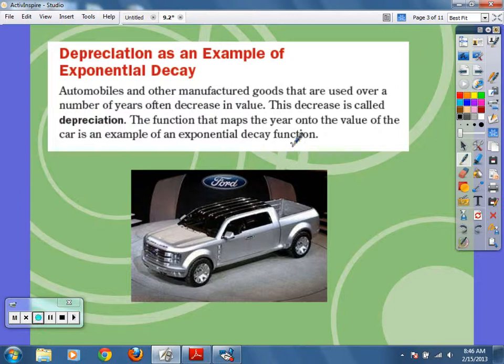The function that maps the year onto the value of the car is an example of an exponential decay function. So those values that they get out of that Kelley Blue Book or whatever, I think that's what it's called, those trade-in manuals, they use a math formula and it is a model off of exponential decay.